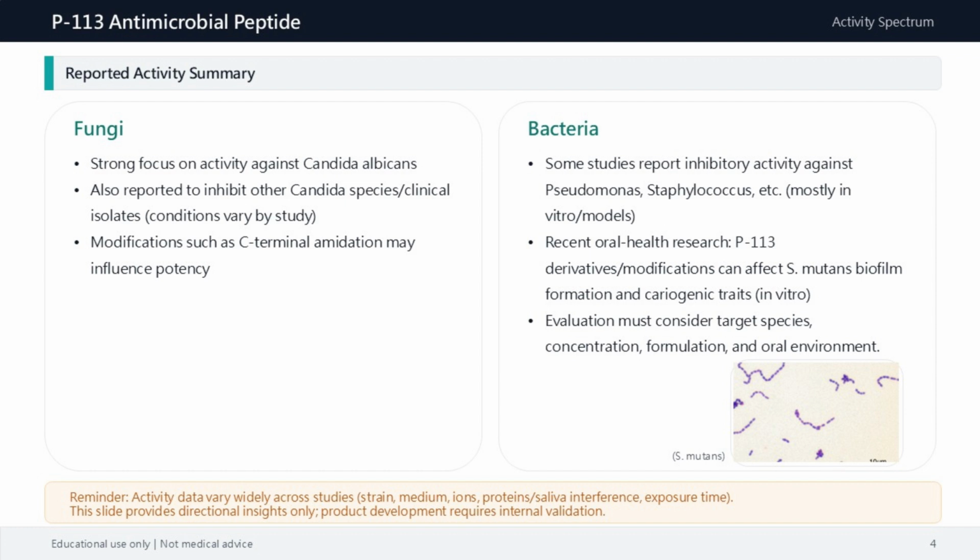However, it's important to remember that in vitro success is just the starting point. Real-world efficacy depends heavily on the specific formulation and the complex environment of the human mouth.